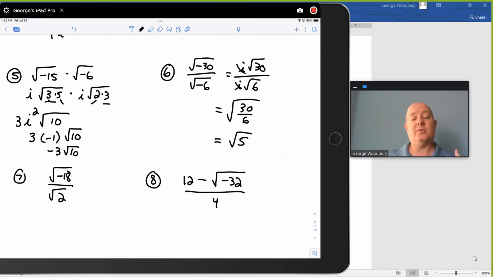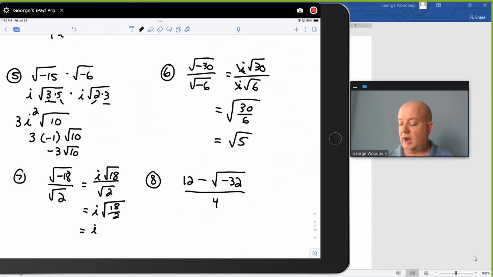Another example involving division, notice this time the numerator is going to be imaginary, the square root of negative 18, but the denominator is not. So I can start by rewriting this as i times the square root of 18 over the square root of 2. That becomes i times the square root of 18 divided by 2, which becomes i times the square root of 9. And we know the square root of 9 from an earlier problem is 3, so this can be rewritten as 3i.